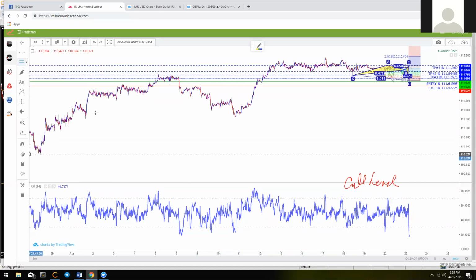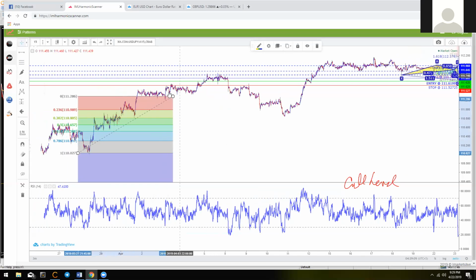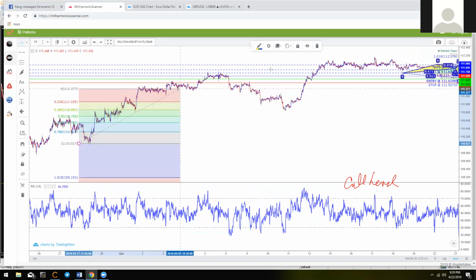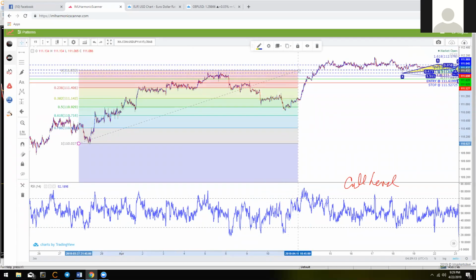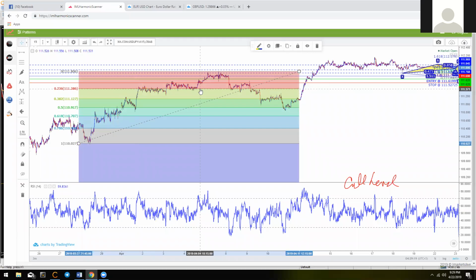Let's see, from the bottom to the top. Came down, it would have activated my 23.6%, and it would have went all the way to the 50%, and then it would have retraced going back the other way.